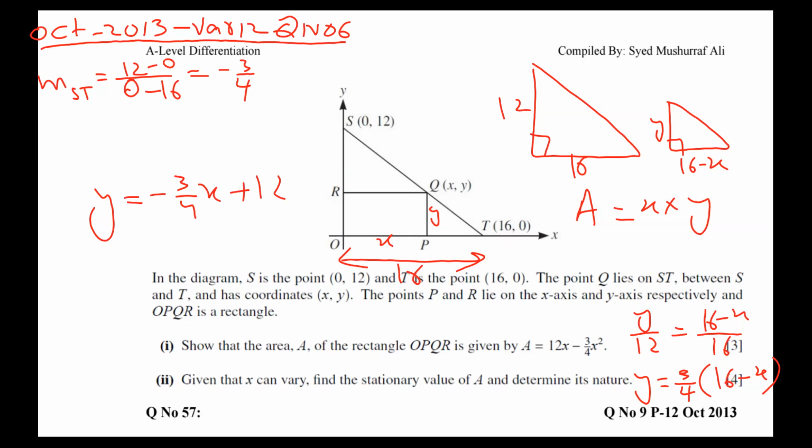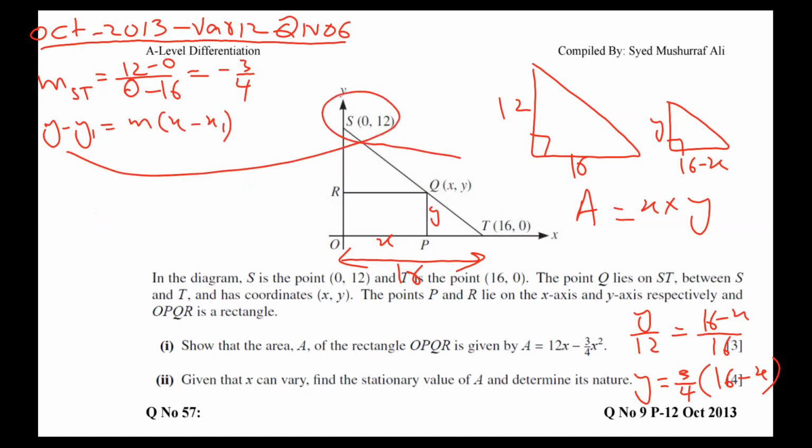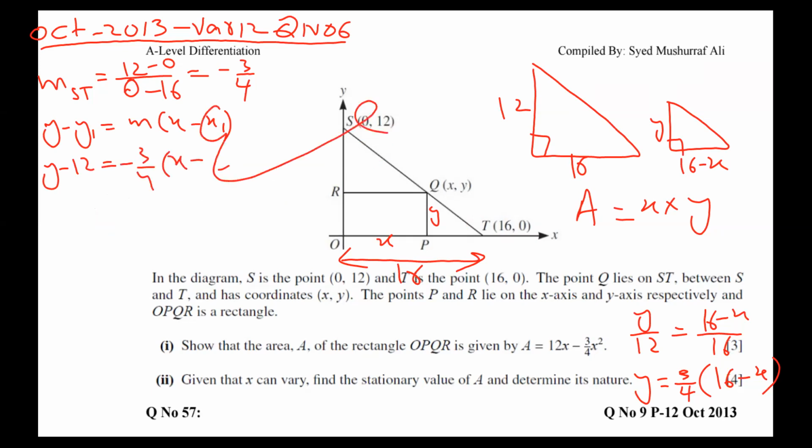But if you don't write this one, I have another way. The other way is y minus y1 equals m times x minus x1. I can use either this or this, no problem at all. But I am using the top one: y minus 12, with m negative 3 over 4, and x minus x1 where x1 is 0, because for y1 I'm using 12. When I take 12 to the other side, y equals negative 3 over 4 times x plus 12.